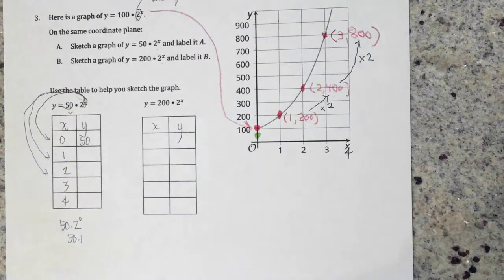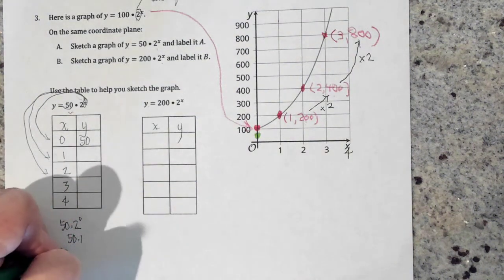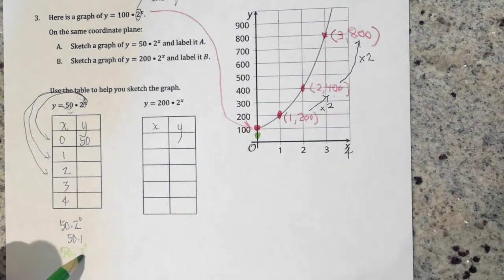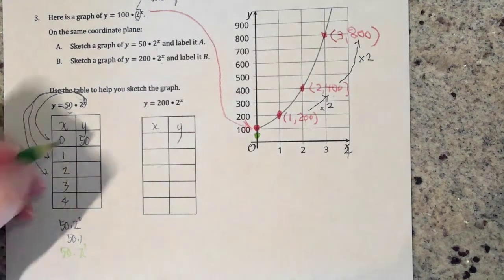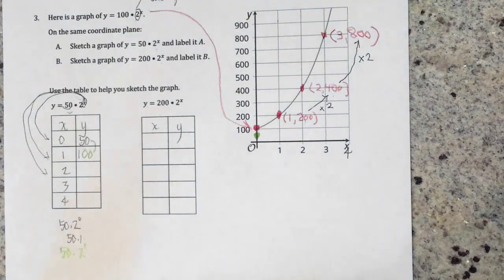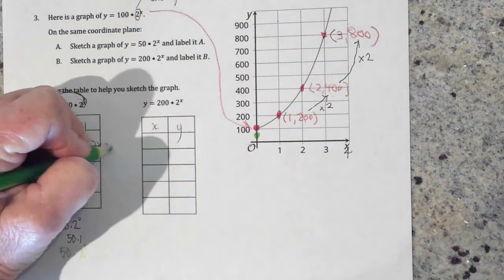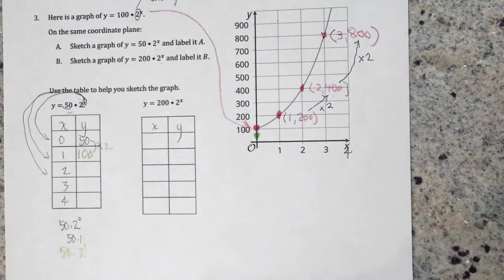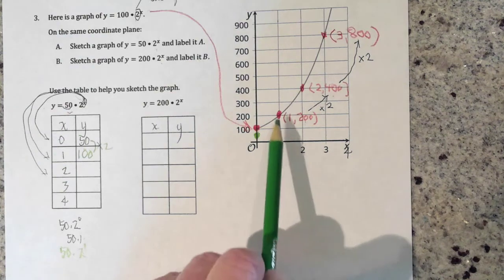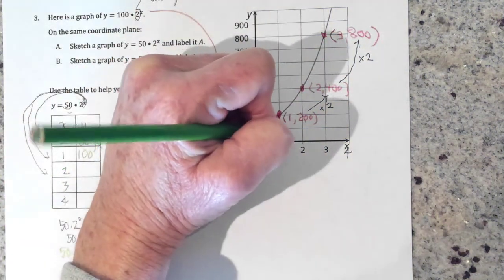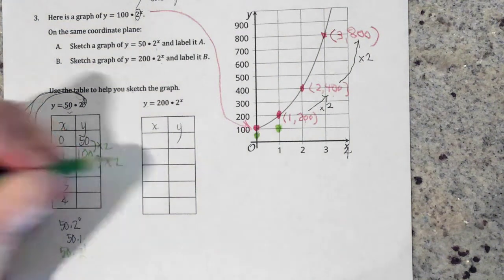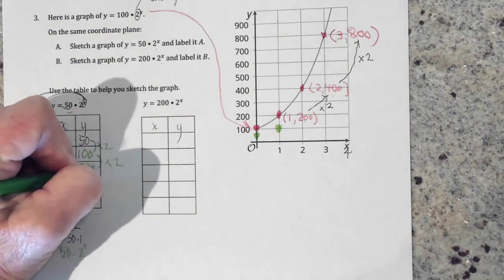So I'm going to go 50 times 2 to the power of 1. 2 to the power of 1 is 2. And 2 times 50 is 100. And again, using my doubling or multiplying by 2, I could easily go 50 times 2 is 100. So my next point is going to be 1 and 100. So I'm going to go right there. And I can continue this pattern by multiplying by 2, which means I can get to 200.